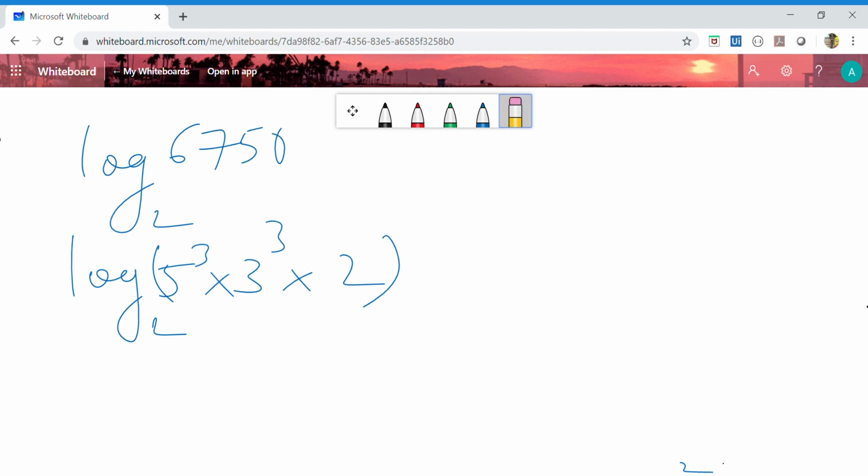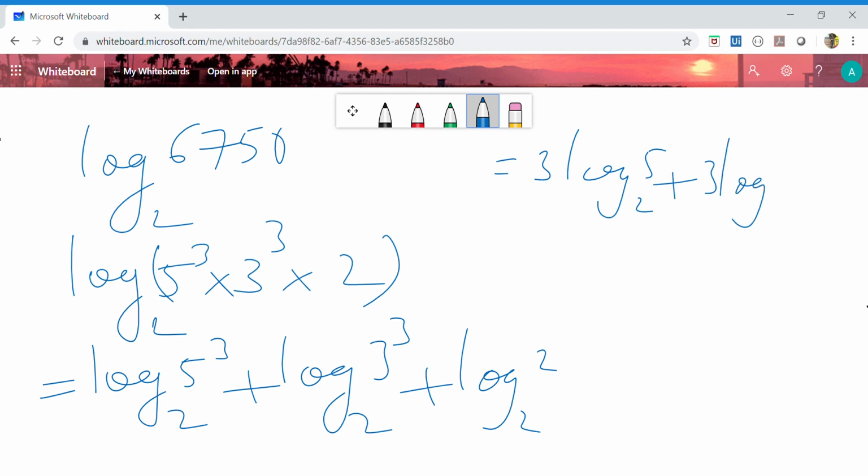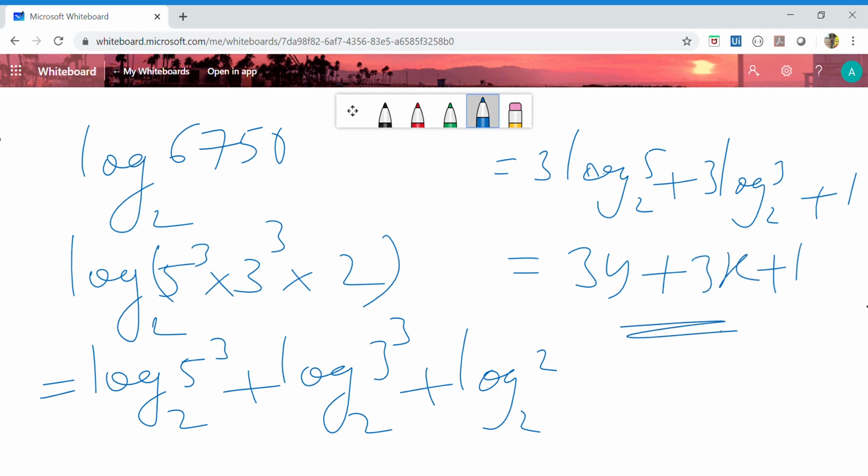Then after writing the prime factorization, again you have to apply the product rule. Here as a product, 3 terms are there, A, B, C. So we can write this as log 5 cube to the base 2 plus log 3 cube to the base 2 plus log 2 to the base 2. Again, log a power m is equal to m log a. This becomes 3 log 5 to the base 2 plus 3 log 3 to the base 2 plus 1, since log 2 to the base 2 is 1. So as given, log 5 to the base 2 is y, so 3y, plus log 3 to the base 2 is given as x, 3x, plus 1. This is the answer for log 6750 to the base 2.